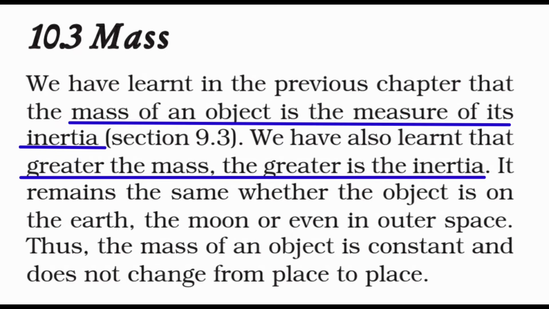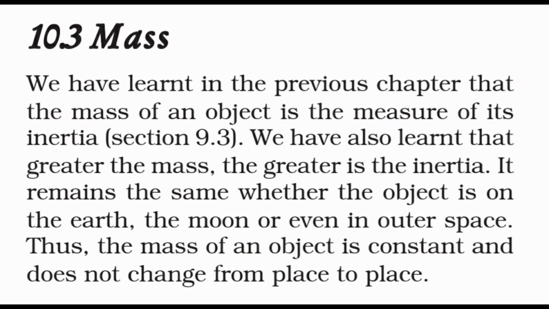Mass. The mass of an object is the measure of its inertia. We have also learned that the greater the mass, the greater is the inertia. It remains the same whether the object is on the earth, the moon, or even in outer space. Thus, the mass of an object is constant and does not change from place to place. Or we can define mass as the quantity of matter contained in the body. SI unit of mass is kilogram.